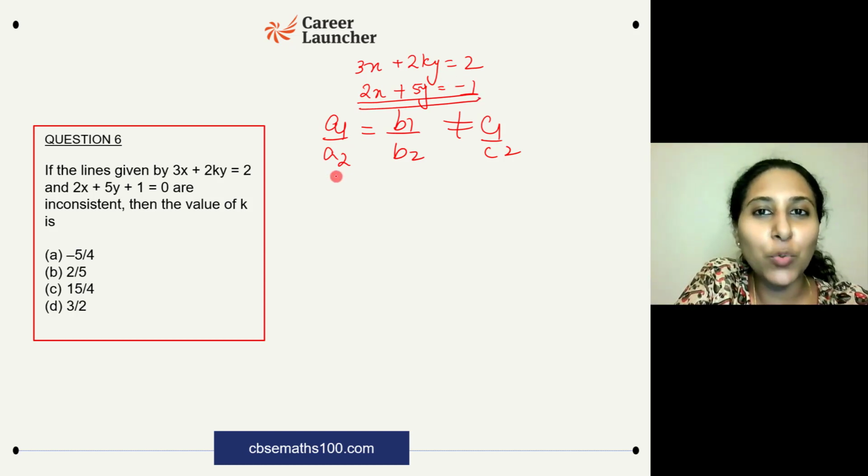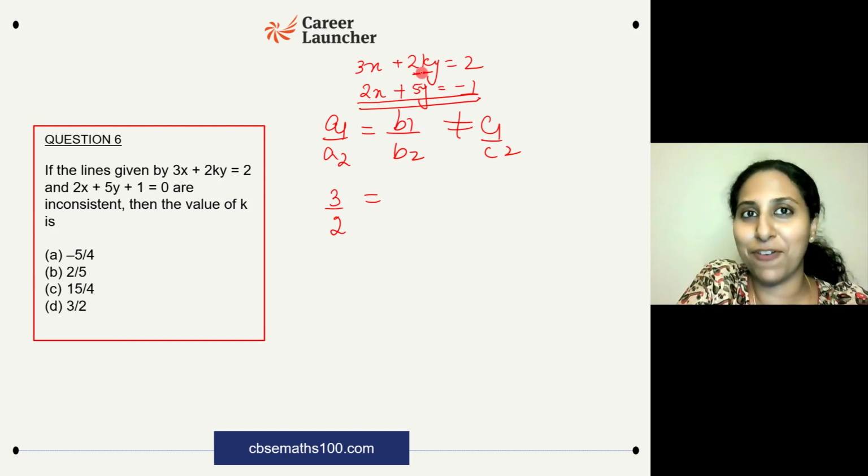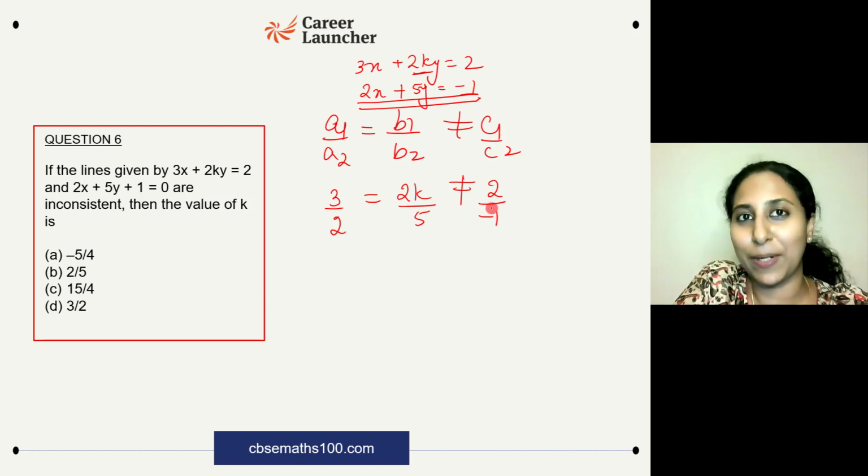What is A1 by A2? A1 by A2 is 3 by 2. This should be equal to 2 by 5. Is it 2 by 5? No, it's 2k by 5, whatever number comes before y. So you're going to make this equal to 2k divided by 5, and it should not be equal to 2 by minus 1.